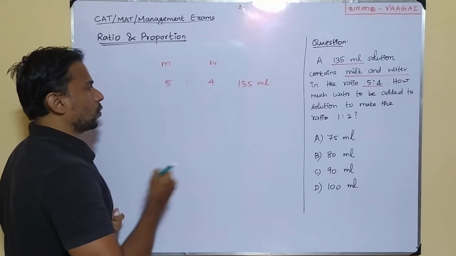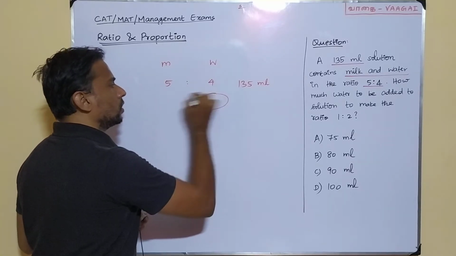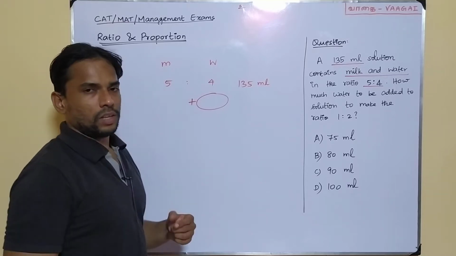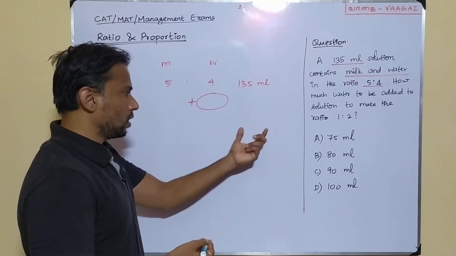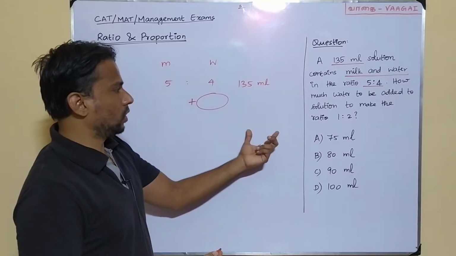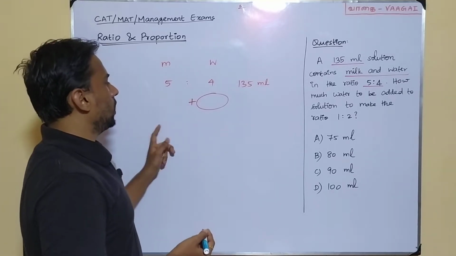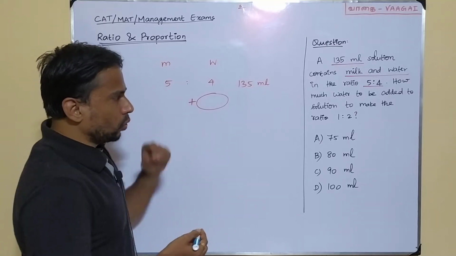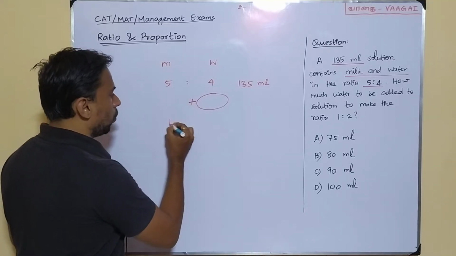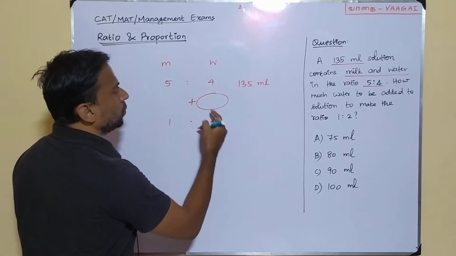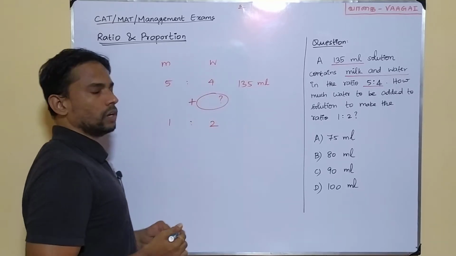So we are going to add some extra water, and because of that, the ratio is going to change. Of course, the capacity, I mean the quantity, the volume, will also change. So the ratio is also getting changed. What is the new ratio they have given? The new ratio is given to be 1:2. So how much water is added here? This is going to be the question.